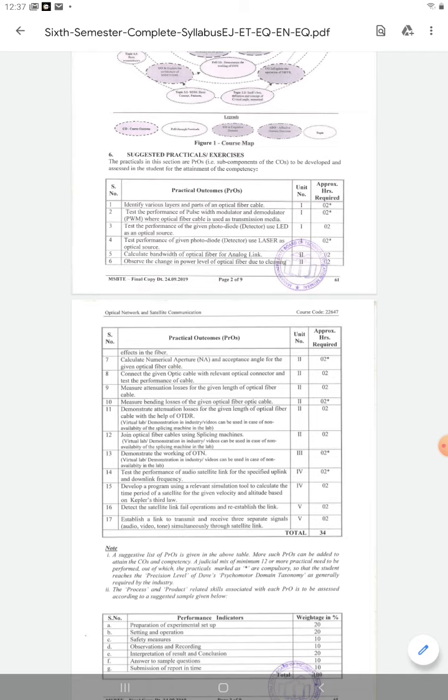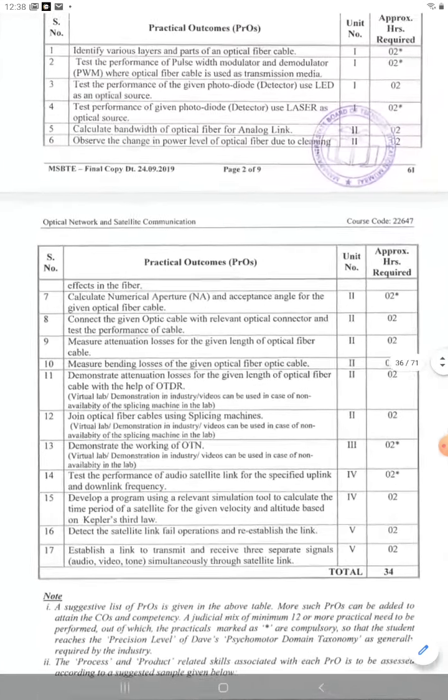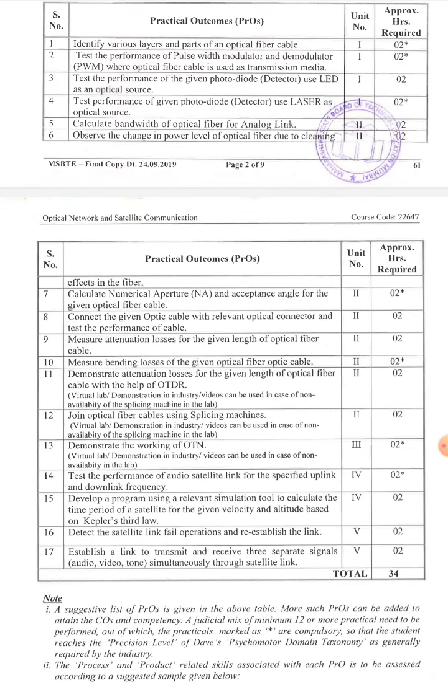Through this 10th experiment, we can easily identify the bending losses. How are we performing this experiment? If the optical fiber is straight, and you apply some input to the optical fiber and measure the output at the other end, then while it is in a straight line, please note down the reading of the output power. Now bend this optical fiber cable and repeat the same procedure. In this way we can easily calculate the bending losses in the optical fiber.